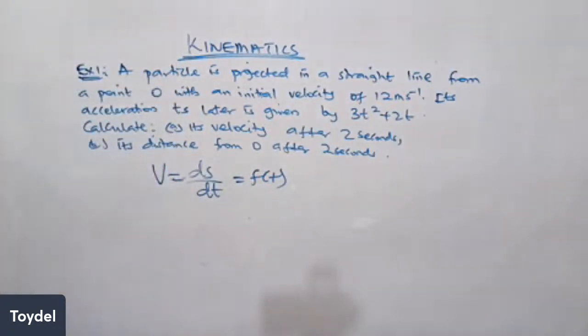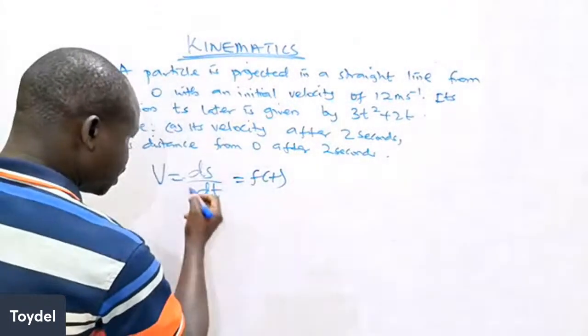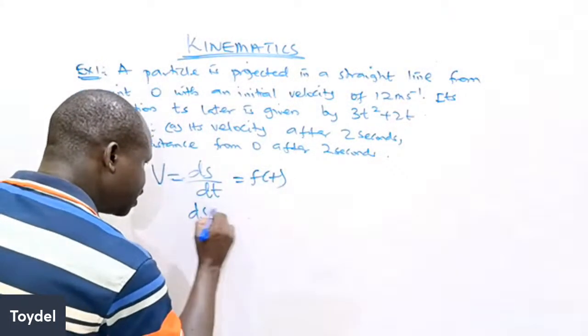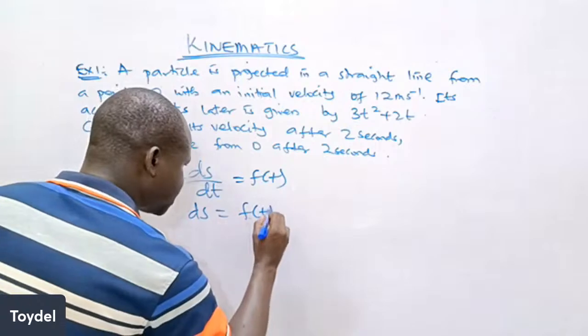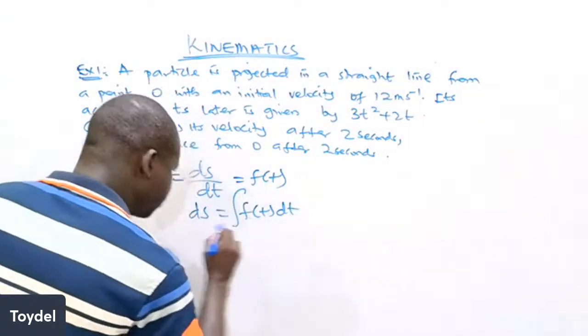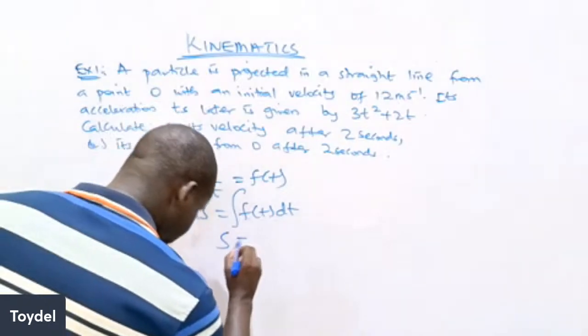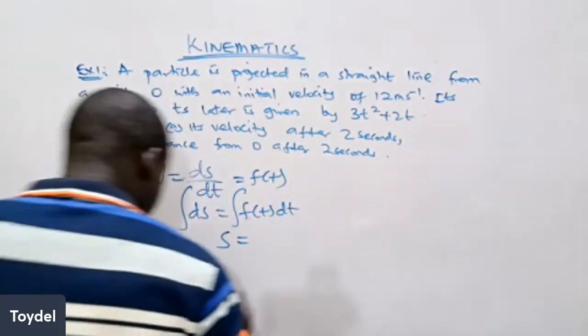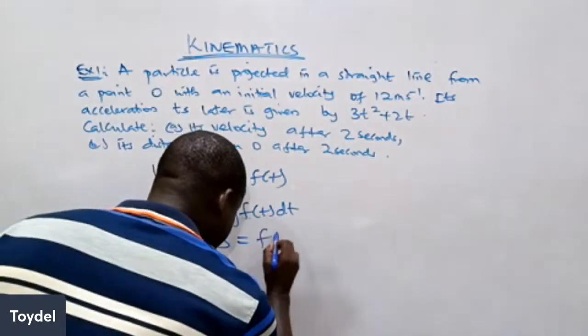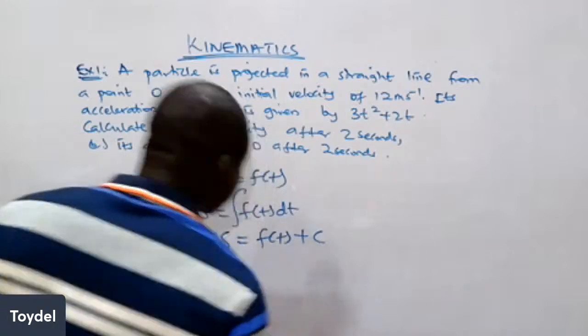From this velocity, we can actually get the displacement, because it's a function of time. If I cross multiply, I can have ds equal to f(t) dt. Then if I introduce integration, by the time I integrate ds, I'm going to get s. Then s will be f of t plus an arbitrary constant.